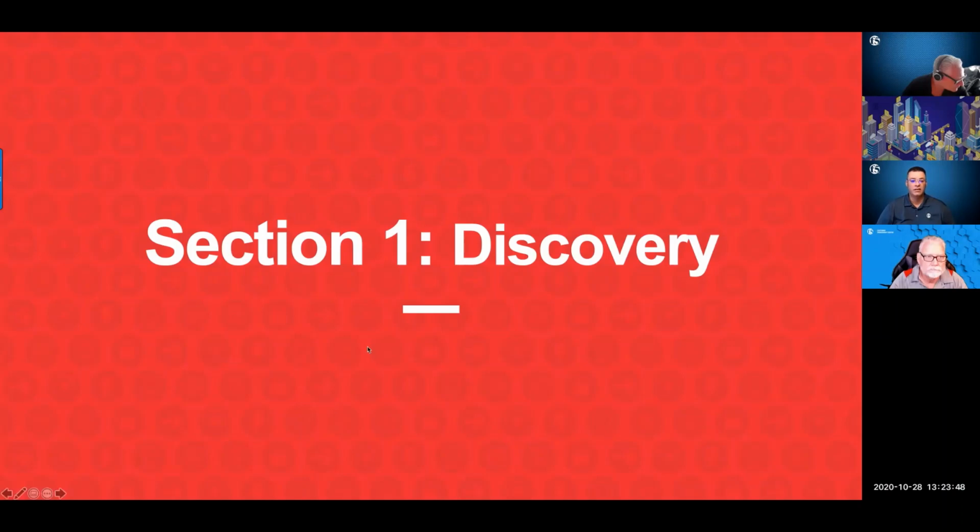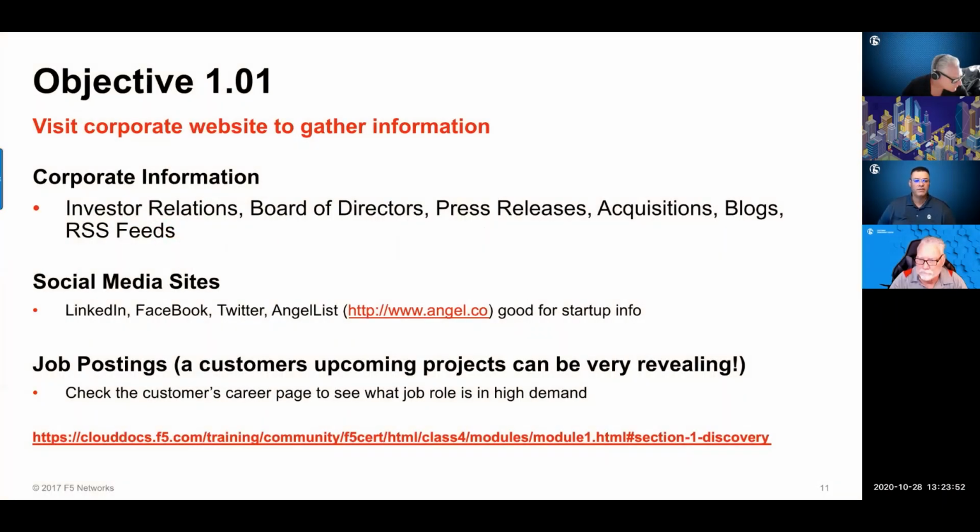So let's take a look at the first section. We're going to focus on discovery. When we think about discovery, this is where we're trying to gather information about a customer. A lot of times we tend to forget, when we go to meet a customer, to do our diligence and research who they are. Let's say this is your first time.